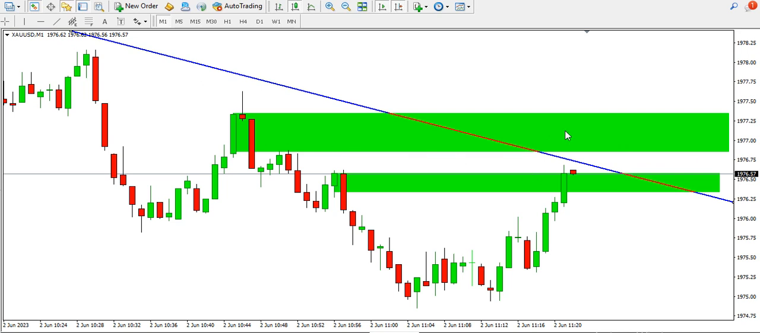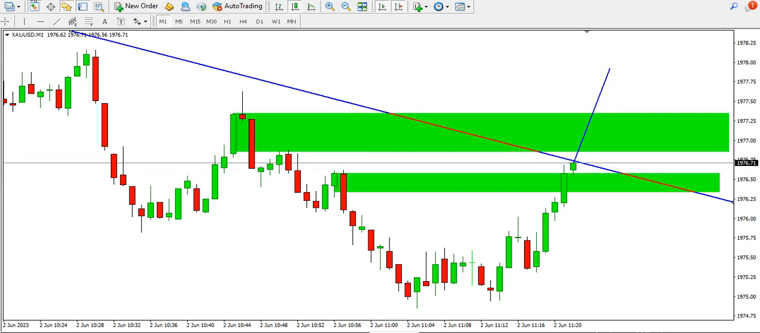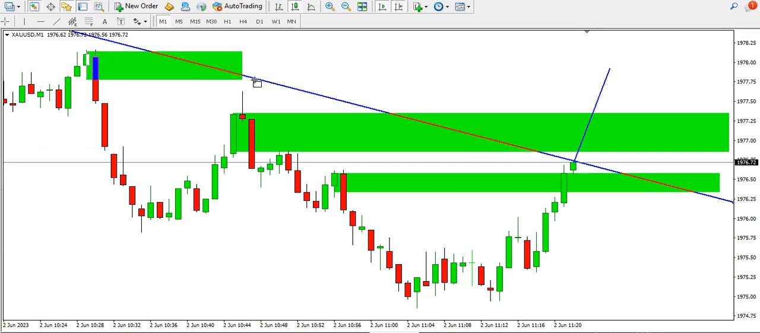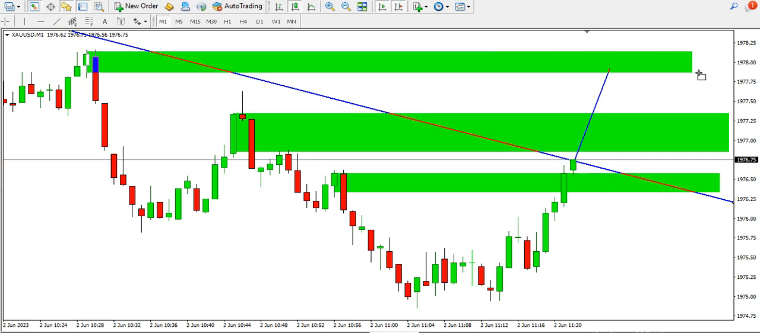But if this order block breaks and we see price going above to the top, then we have the last order block, which might serve as resistance to price. I'm talking about this particular order block on the 1 minute time frame.